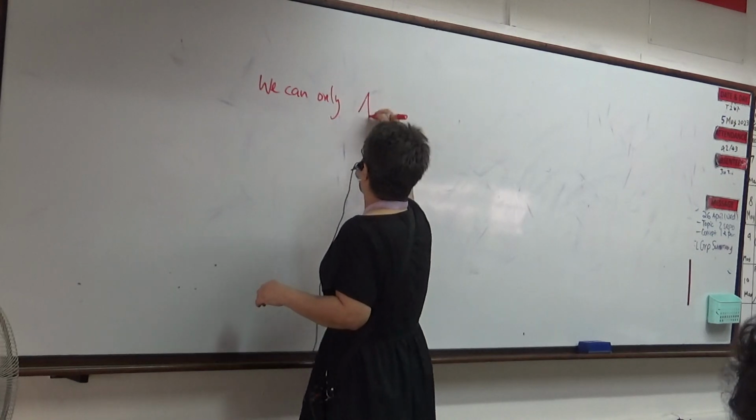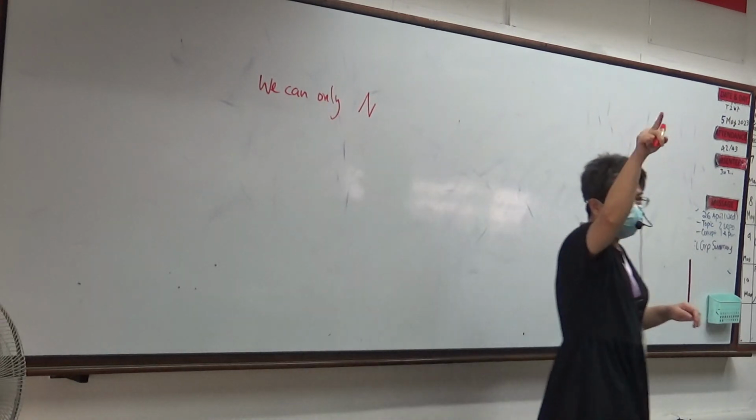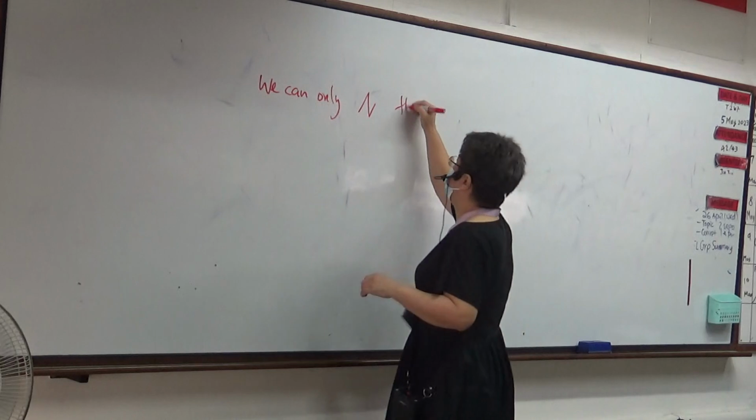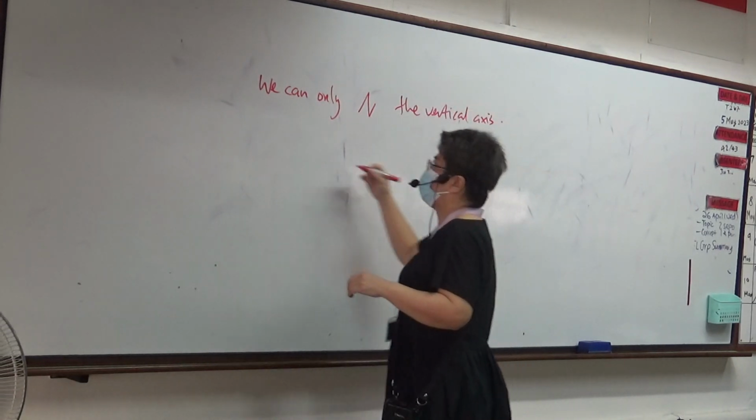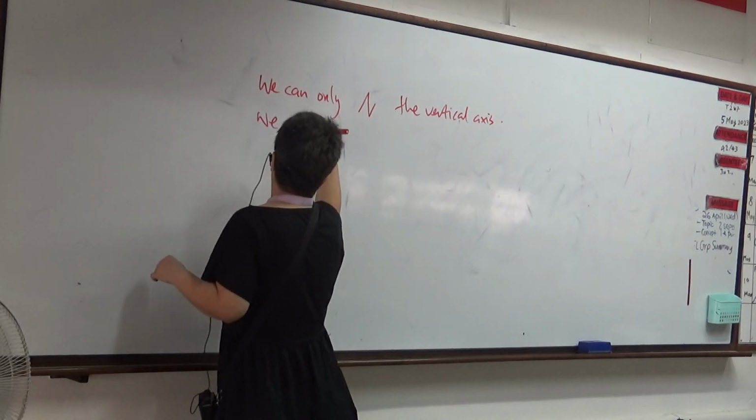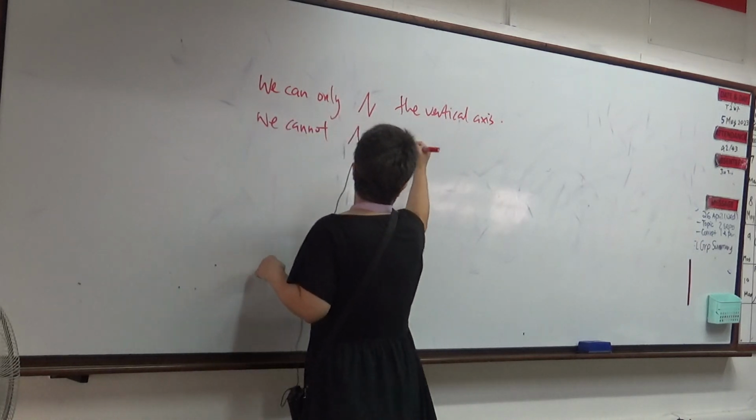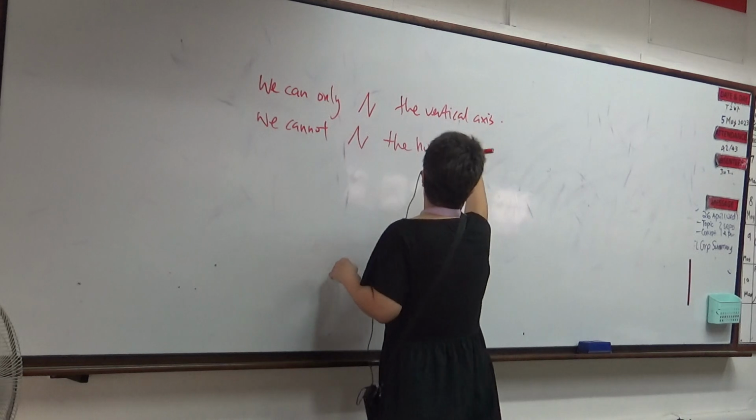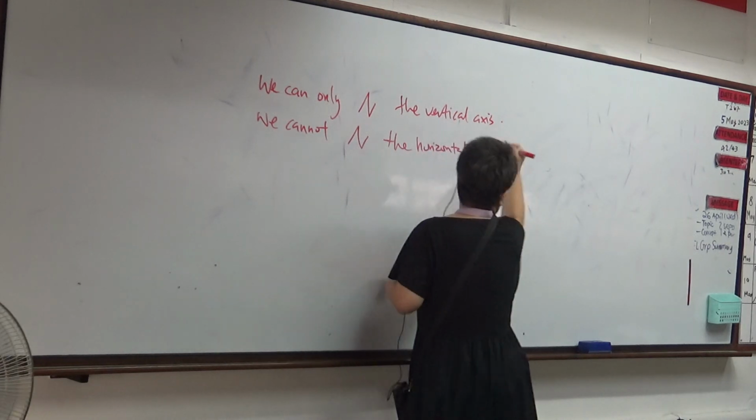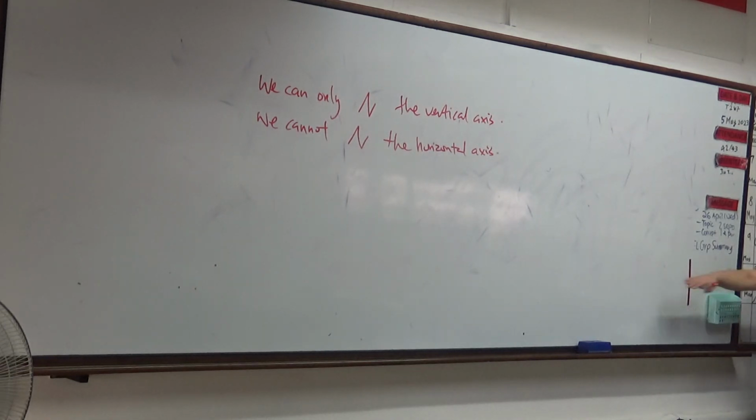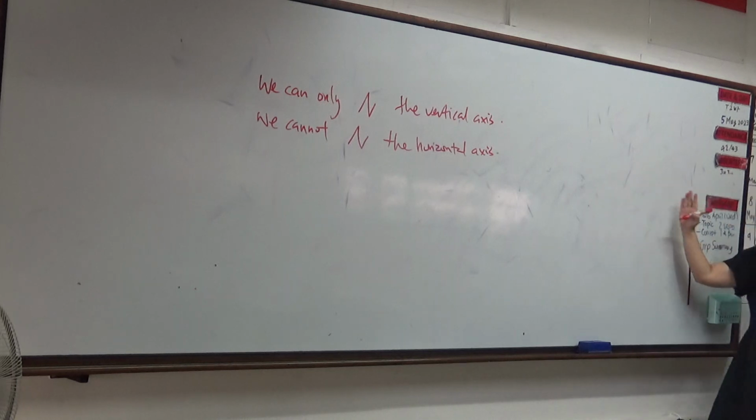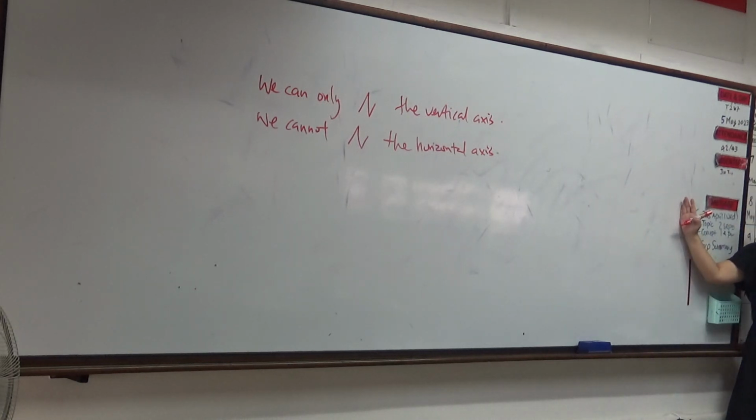We can only, this is zigzag, you know what zigzag is, right? Zigzag the vertical axis. We cannot zigzag the horizontal axis because it will not give you the intercept. That's why I demonstrated to you. Is that clear to everyone? If I shift up, that is still the intercept, but when I squeeze in, it's not the intercept.